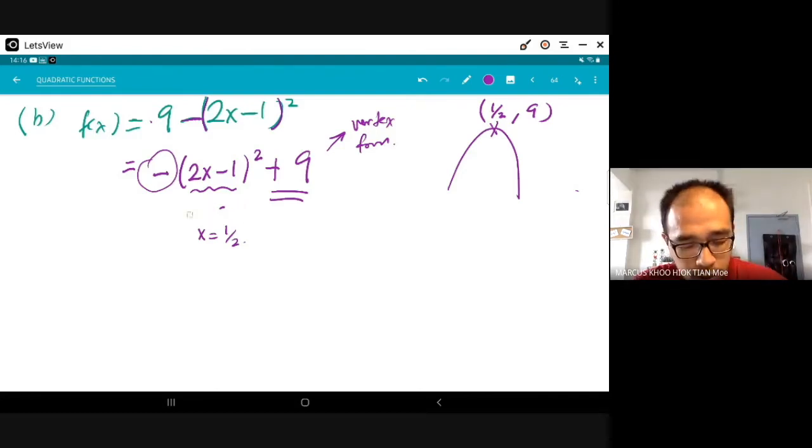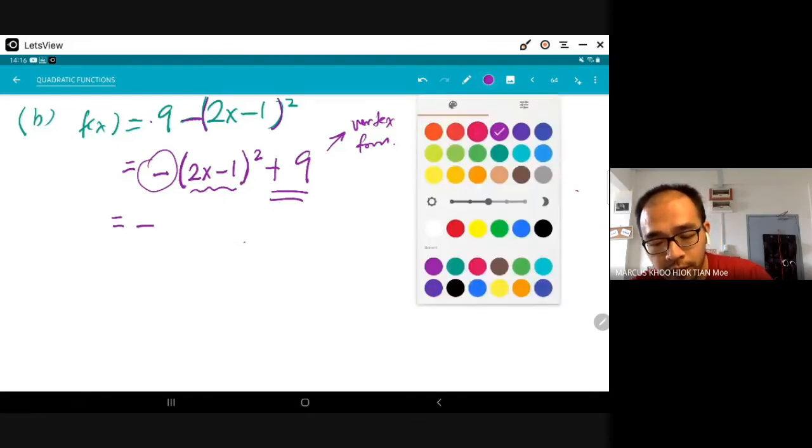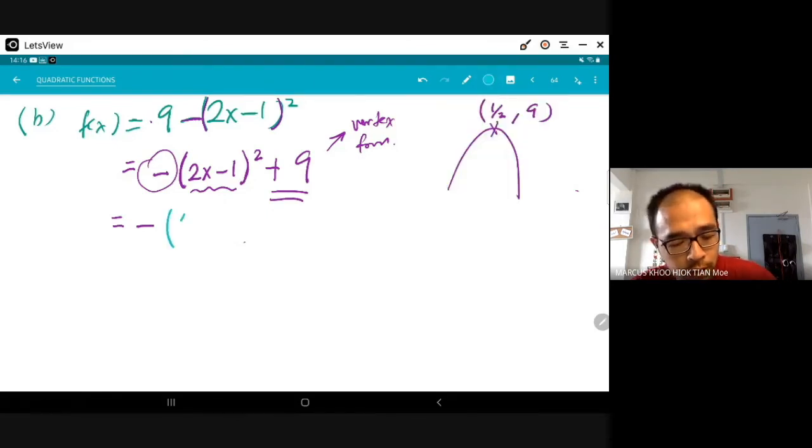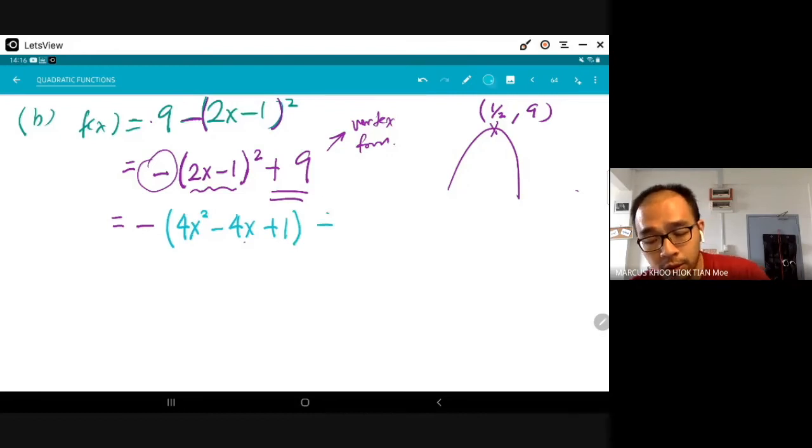Same thing. Change to general form. How do we change vertex form to general form? We expand. Be very careful with this, because there is a negative sign in front. Let's expand the bracket only first. I'm going to leave the purple color over there, changing to blue. So this will be 4x squared minus 4x plus 1, plus 9.